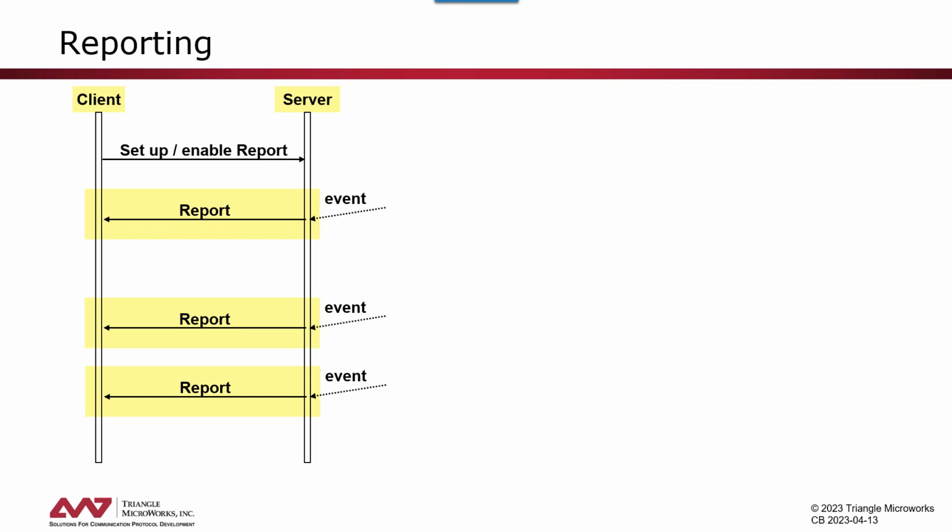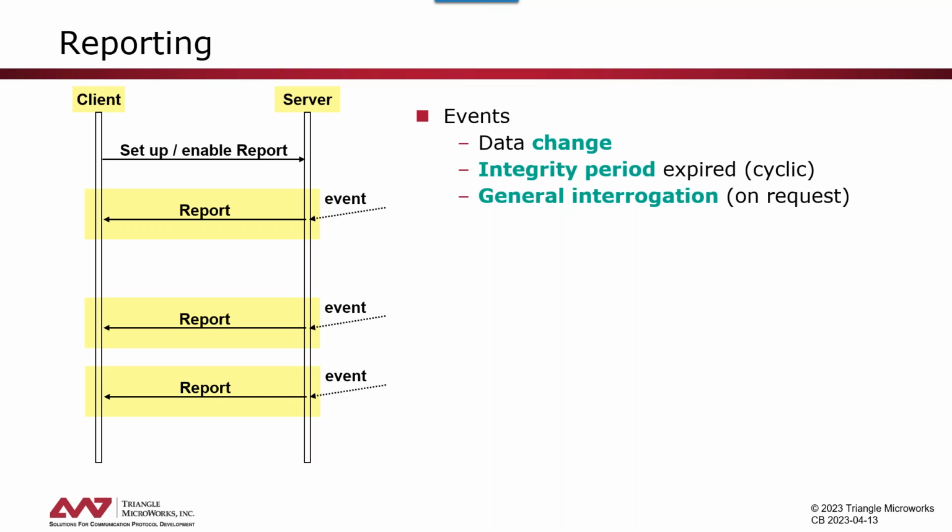Now, what is an event in IEC 61850? An event can be a data change. In that case, the data that has changed will be packed into the message and sent as a report. But we also consider integrity period expired. So what we are using for cyclic reporting, that's another kind of event, or also general interrogation. If we issue a general interrogation, then we also will send a report. While for data change, only the information that has really changed will be put in the message. Integrity period and general interrogation will always report the complete data set that is associated.